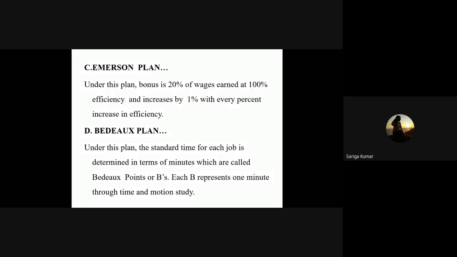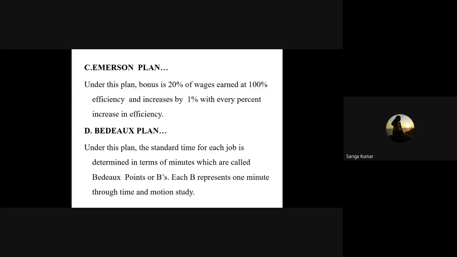So we have the Emerson plan, the simple one, where a standard time has been set for them, and if they match that standard time or go below it. Under this plan, the bonus is 20% of the wage earned at 100% efficiency. Let's say if you reach 100% efficiency, whatever has been set by the organization, you get 20% of the wage extra, in the form of bonus or incentive. And the condition also says that it increases by 1% with every percent increase in efficiency.